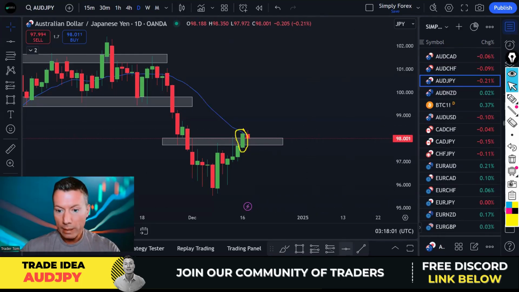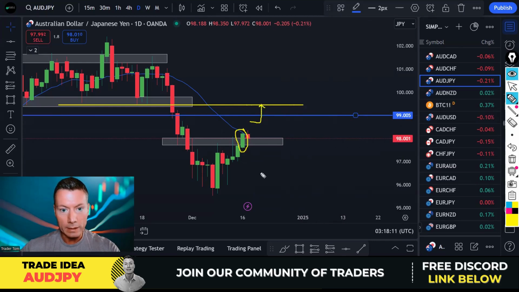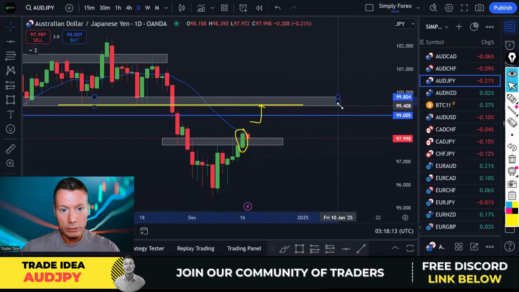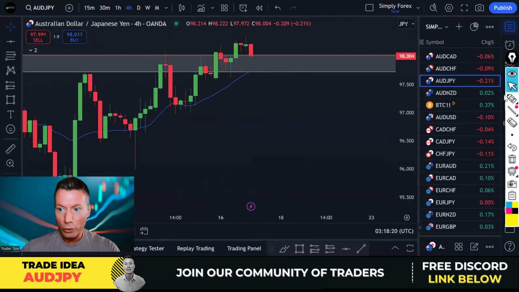And again, I don't have a target in. I would aim for 99, bang on. If not, all the way back up to this resistance level here. In fact, let me drag this across. All right, so there's the targets. We're looking for buys. If we drop down to the H4, again, H4 uptrend, a bit of a retrace in here would be a really nice level for buying Aussie dollar yen.